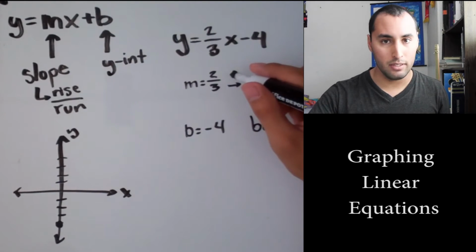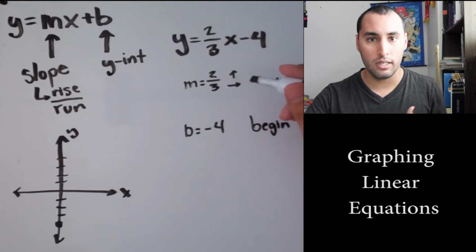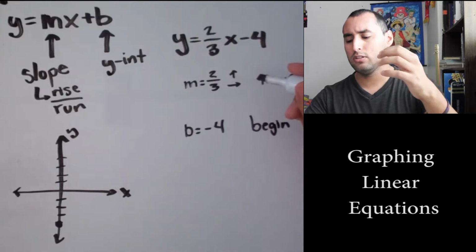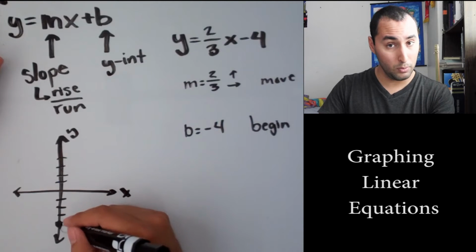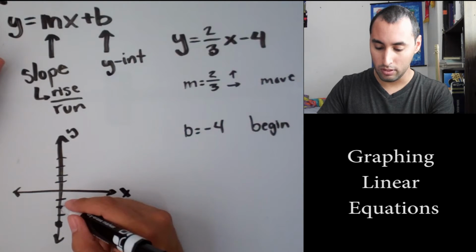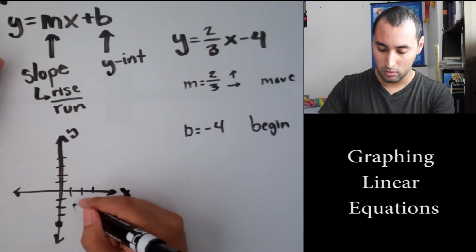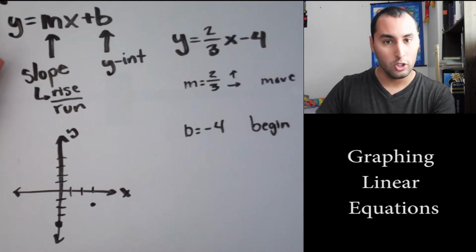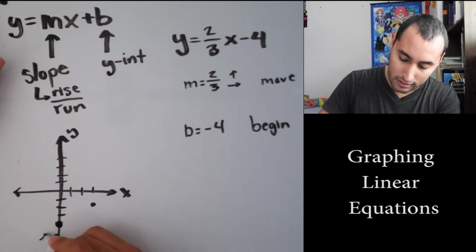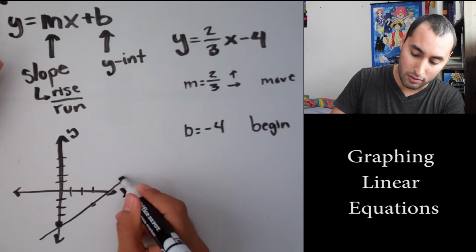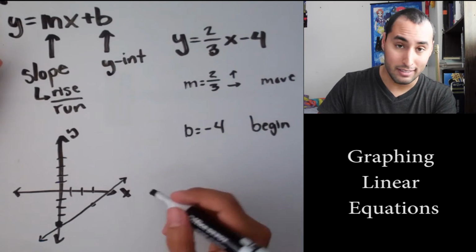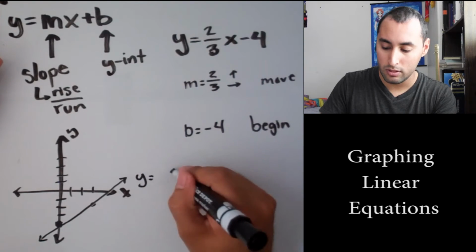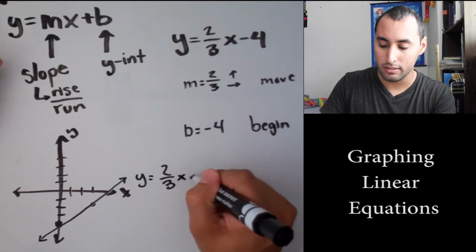You could begin with run or rise, but we usually start with rise. Let's do rise is 2. So from this point, 1, 2, and then run 3: 1, 2, 3. Then you connect those two points to give us the line for this equation. So this line is the line of y equal to 2 over 3 x minus 4.